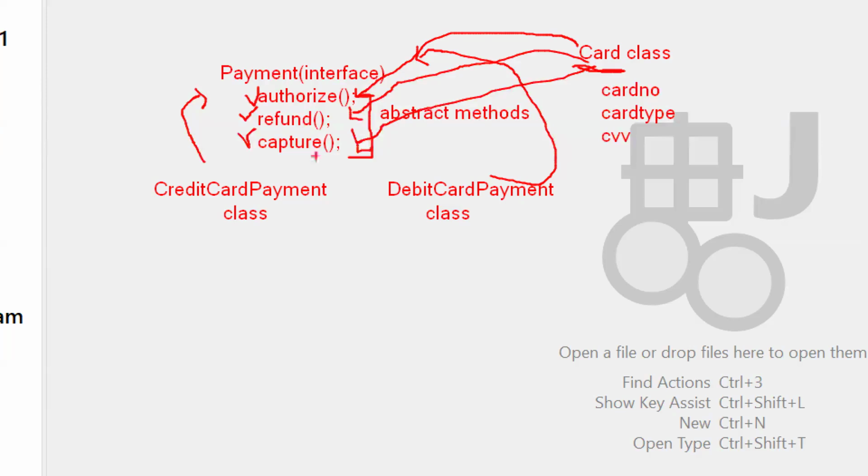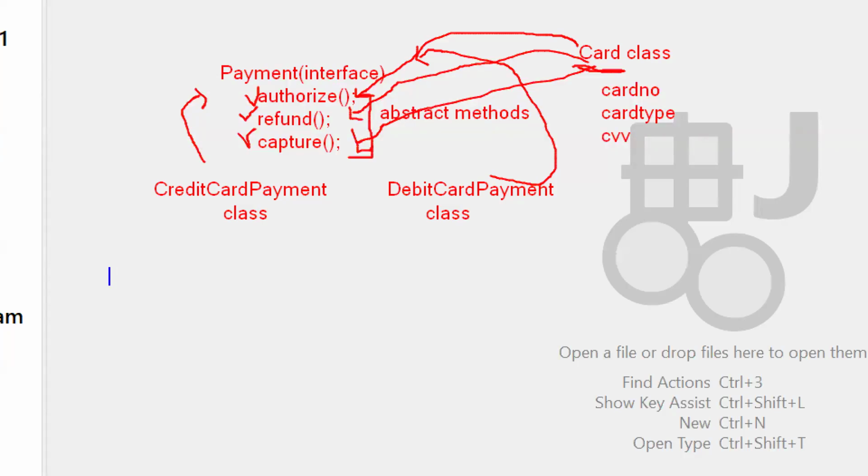Do you know how I am declaring these methods? Could you tell me how to declare the card authorize method? First of all, could you tell me how to create this interface now? Could you tell me how to create the interface called payment? Interface payment. Okay. Can I use public?